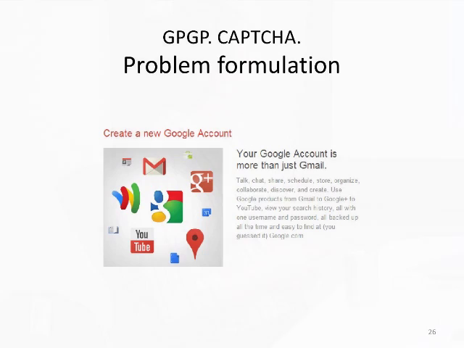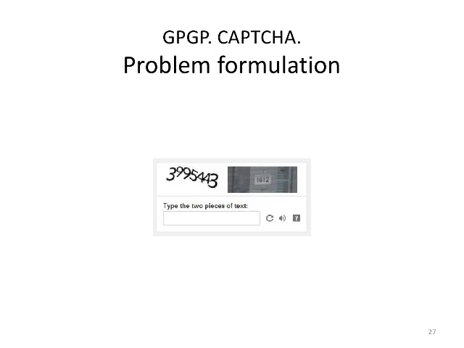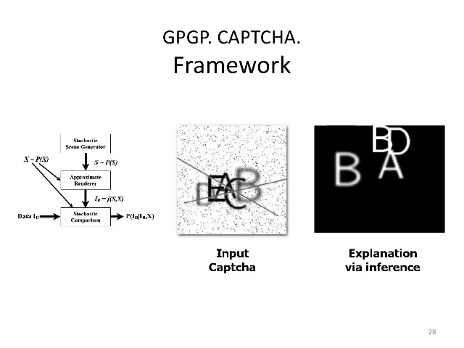And let's consider a simple example. Sorry for Google. When you create a Google account, you have a captcha and you should solve it. And this is how the framework works. So you have a stochastic generator. I will show you in a second the generative model. This is the approximate renderer. So you generate something like this.